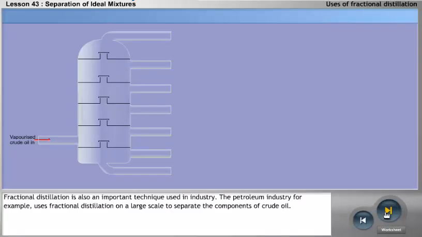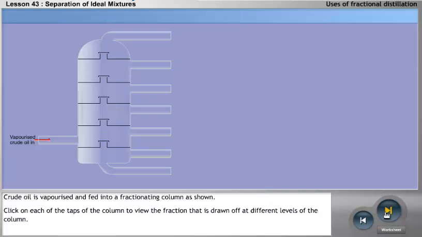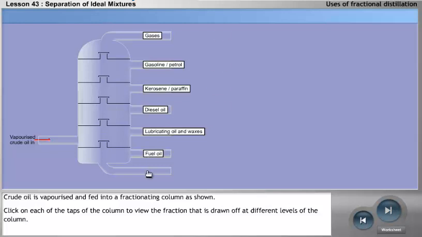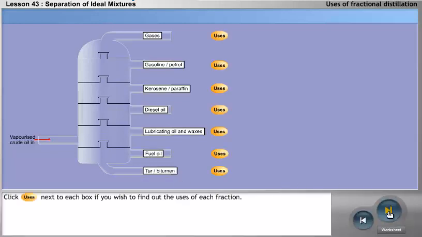Fractional distillation is also an important technique used in industry. The petroleum industry, for example, uses fractional distillation on a large scale to separate the components of crude oil. Crude oil is vaporized and fed into a fractionating column as shown. Click on each of the tabs of the column to view the fraction that is drawn off at different levels of the column. Click the Uses button next to each box if you wish to find out the uses of each fraction.